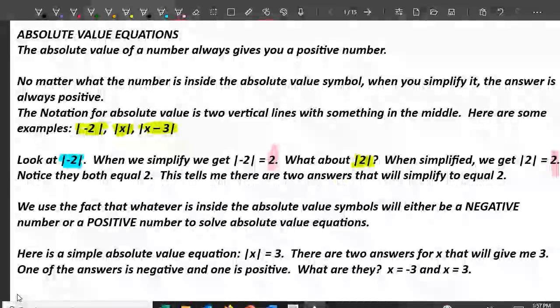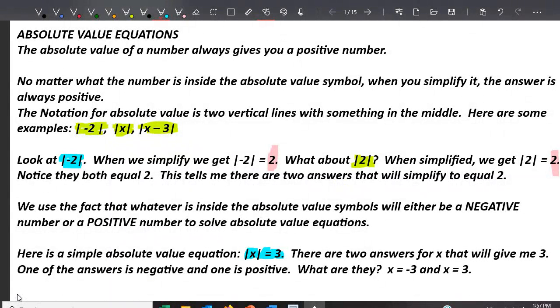Now, if you notice, one of the numbers in the absolute value was negative, and one was positive. So that's how we're going to solve these equations. We're going to set the number equal to negative and set the number equal to positive, and then solve for x. So here is what I'm talking about. Let's look at this equation.